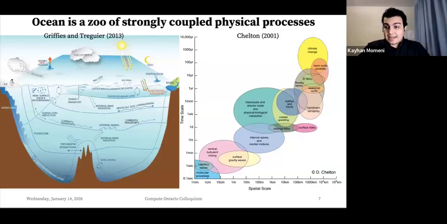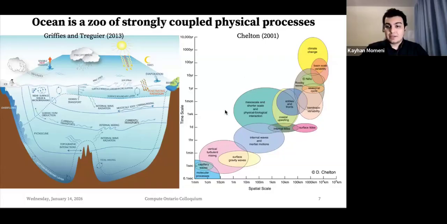Having said all that, studying the ocean is complicated. The ocean contains a whole zoo of strongly coupled physical processes, spanning an enormous range of spatial and temporal scales, from millimeters to the entire globe, and from fractions of a second to thousands of years.